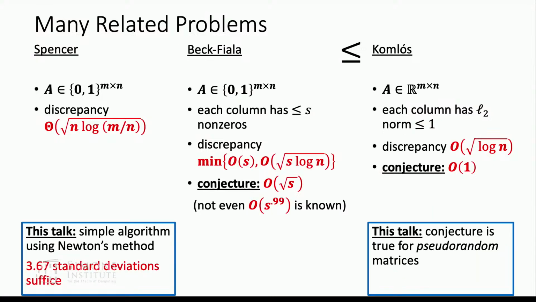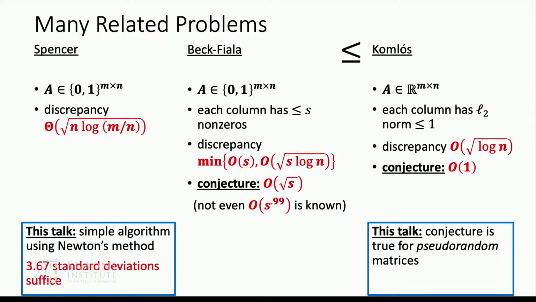I wanted to just move on a bit and go to the objective of this talk. So the objective of this talk will be twofold. First, I want to present you a very simple algorithm that gives yet another constructive method for proving Spencer's theorem. And it's kind of nice because it's based on Newton's method, which is an optimization method that optimizers like to use a lot. It's very common. In fact, using this method, we can actually improve the constant in Spencer's bound. So we can prove that 3.67 standard deviations suffice.